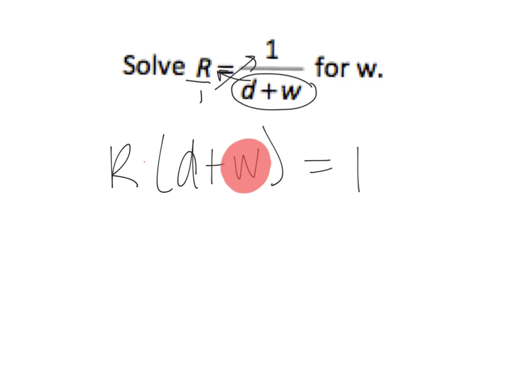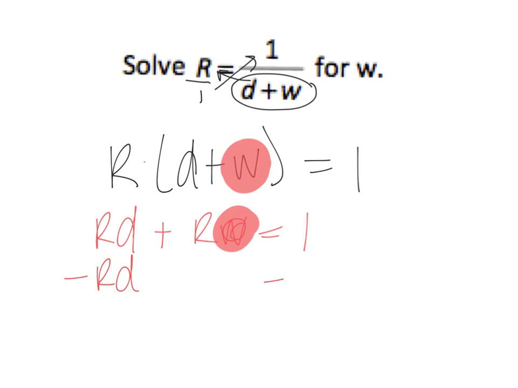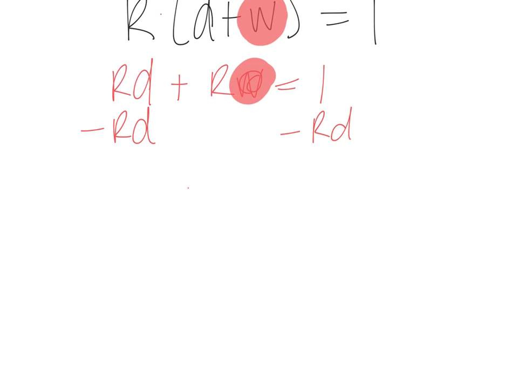But I think a lot of you guys would want to distribute that r in there. So that's what I'll do. So rd plus rw equals 1. Again, here's the variable that I'm looking for. I'm going to go ahead and subtract rd. So you got rw equals 1 minus rd.